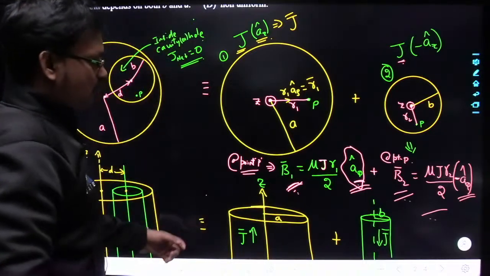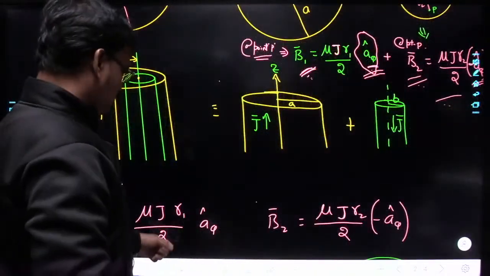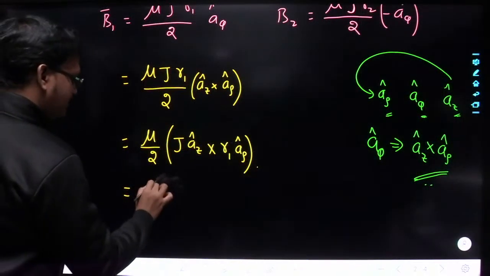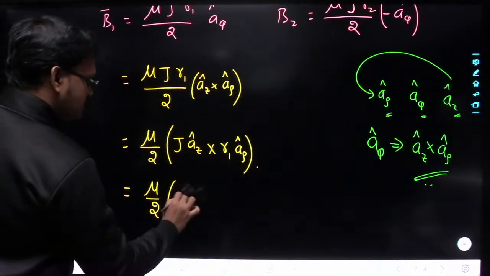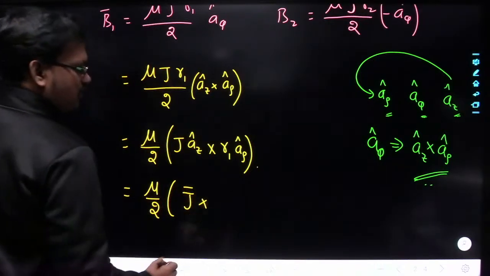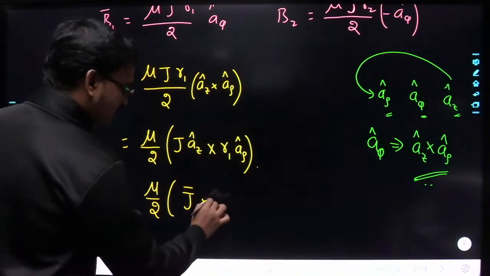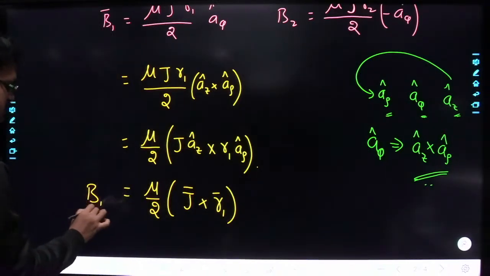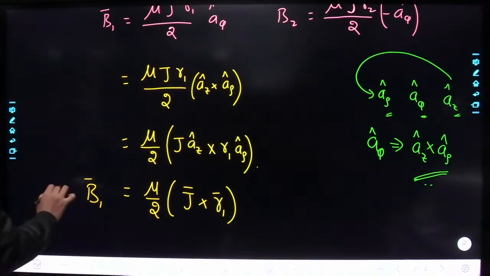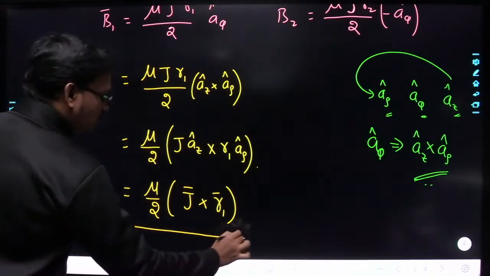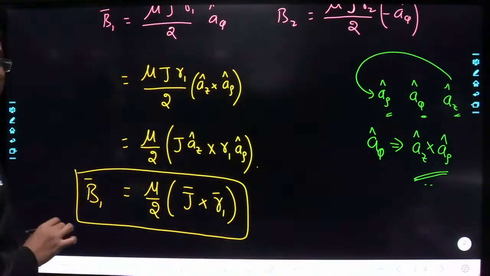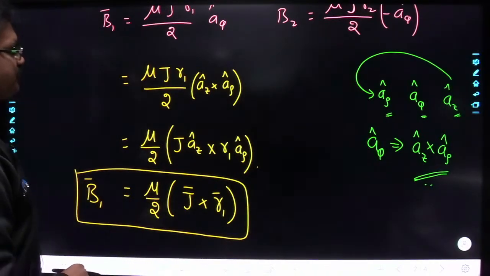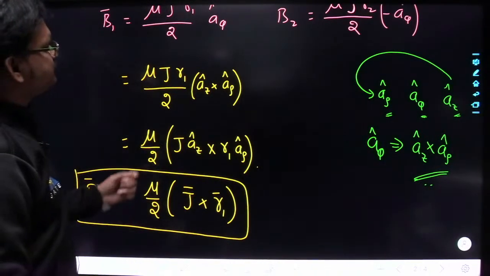Now J AZ cap I can write as J bar, cross R1 aero cap, which is simply R1 bar. So this is the B field at point P due to a cylindrical wire of radius A.